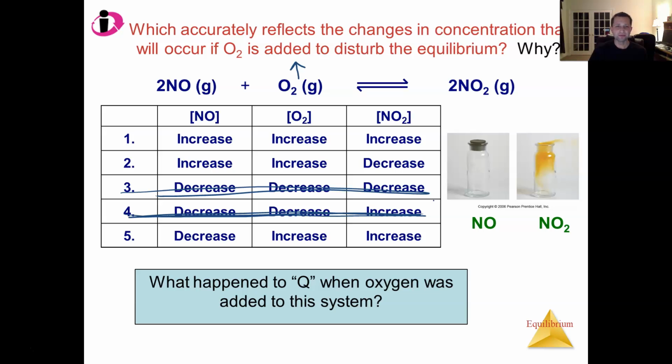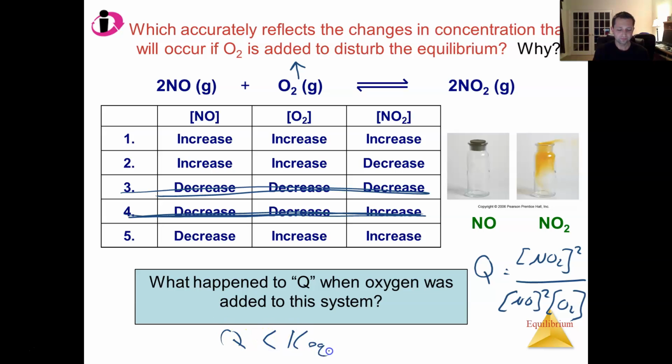Okay, so think about what happens here. We don't know any numbers, but we don't need to. So the question says, what happened to Q when oxygen was added? All right, so Q is equal to products over reactants. So we have NO2 squared over NO squared times O2. All right, if you increase the concentration of O2, you increased something in your denominator. So what happened to Q compared to KEQ? So when oxygen was added, Q ends up being less than KEQ.